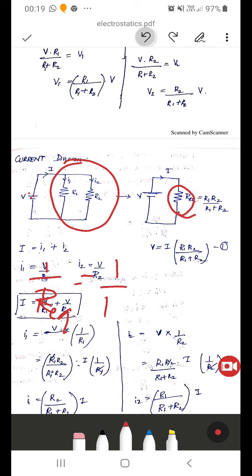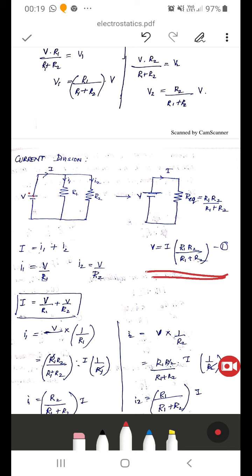Now, second. V is equal to I into R1 R2 divided by R1 plus R2. Now I1 is equal to V by R1, I2 is equal to V by R2, and I1 is given by V into 1 by R1. I have split this as V into 1 by R1, right? Similarly, I2 can also be written as V into 1 by R2. Now instead of V, we are going to substitute equation number 1.